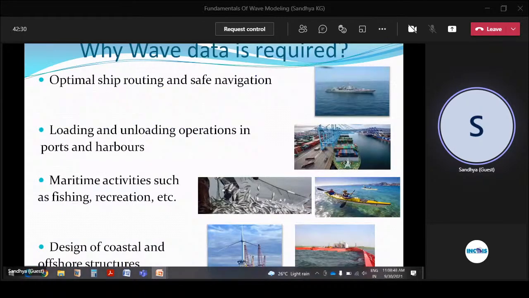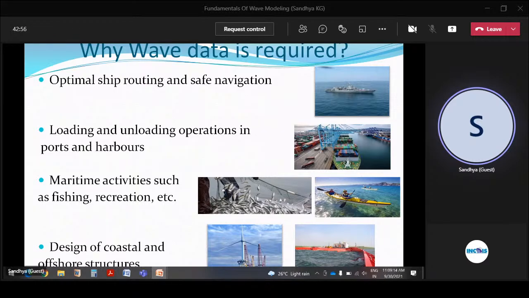Now, why the wave data? We are going to talk about wave models, but why is the wave data required? Why and where is it required? Wave data is required for optimal ship routing and safe navigation. Why is it required? The ships normally select a route where the waves are not very high, not very dangerous, waves as well as currents, but we are speaking about the waves today.